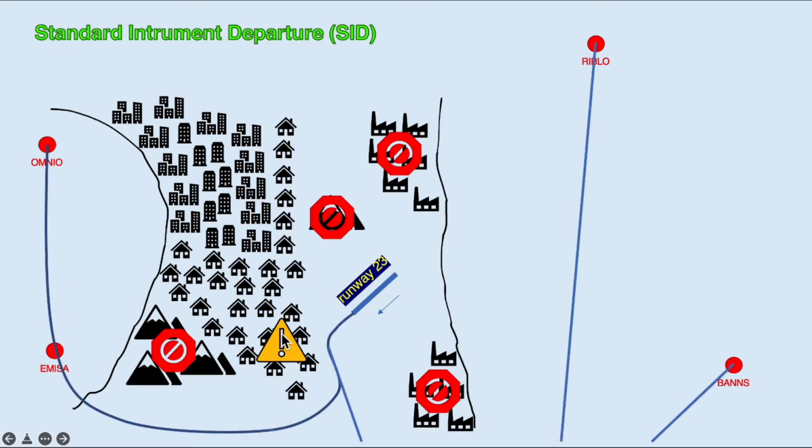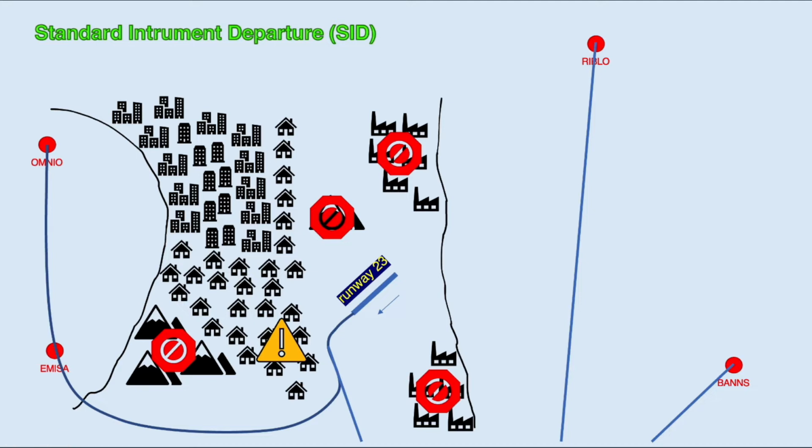For example, here you have this example. Immediately after going out of runway 23, you turn immediately to the left. And then if you want to go to EMISA or Romeo, you just do like an arc here. And if you want to go to Riblo or Bands, you just avoid this area by flying all straight and then do the turn and come here to go to Riblo or Bands. That would be a standard instrument departure for runway 23.